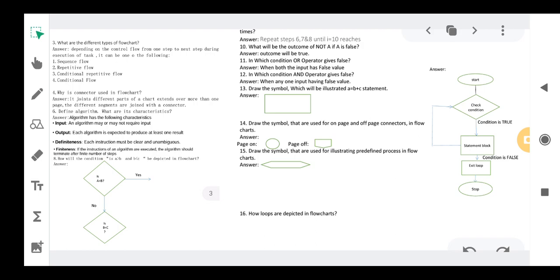This question is over. I hope this part is clear to you.